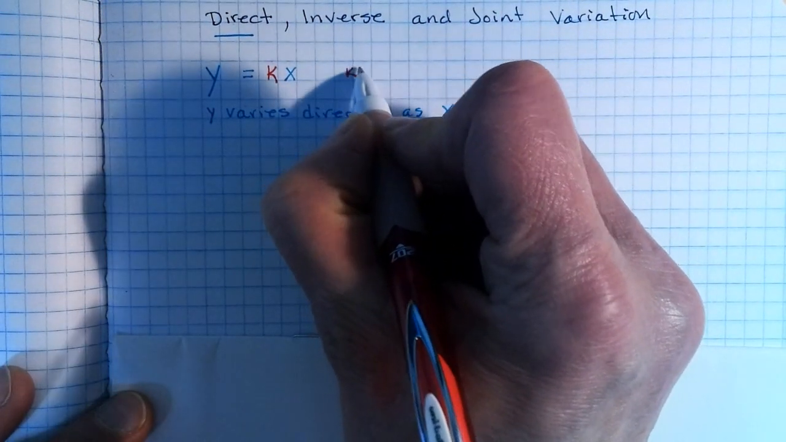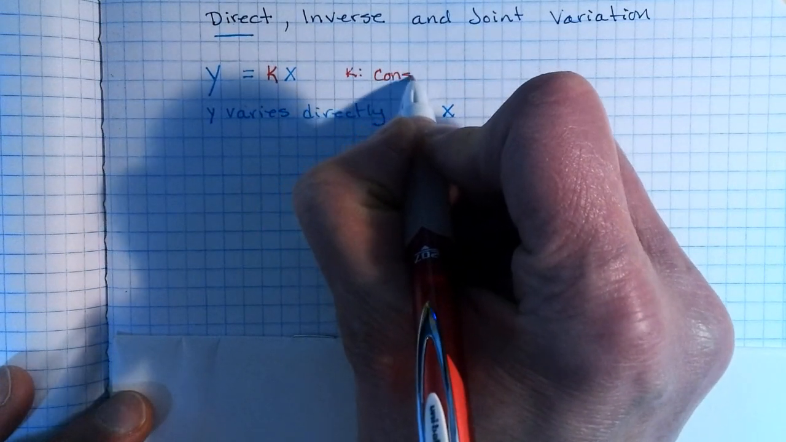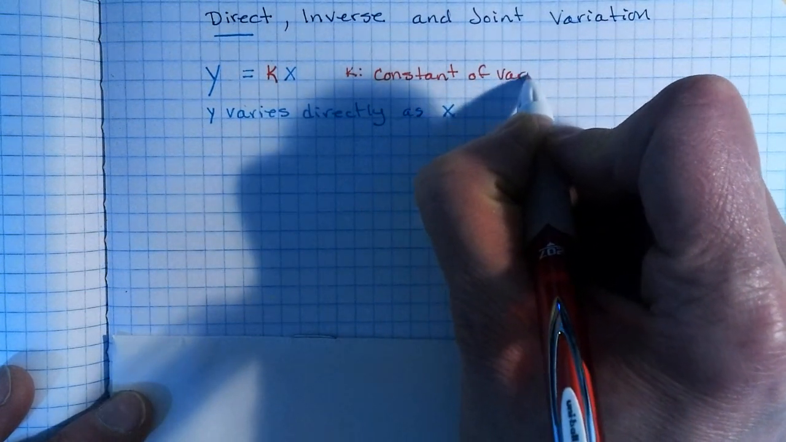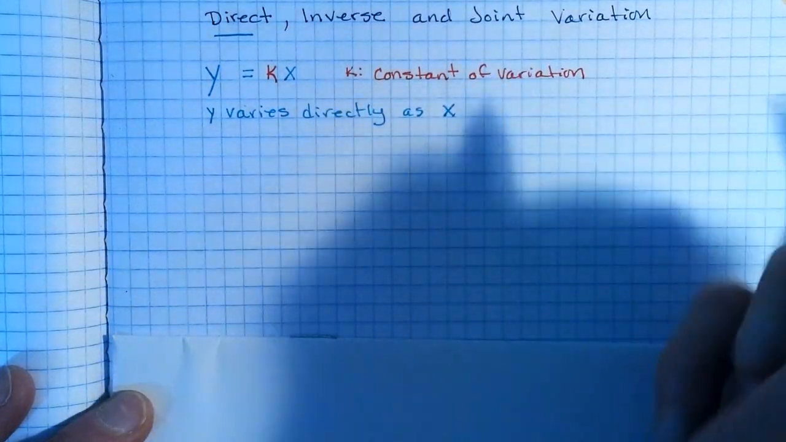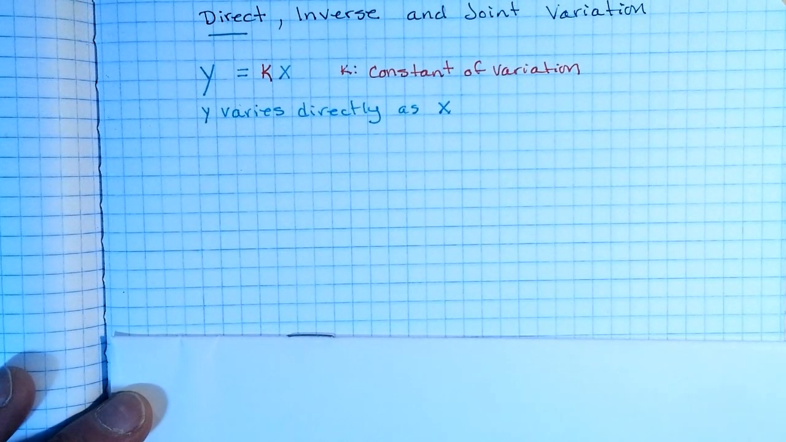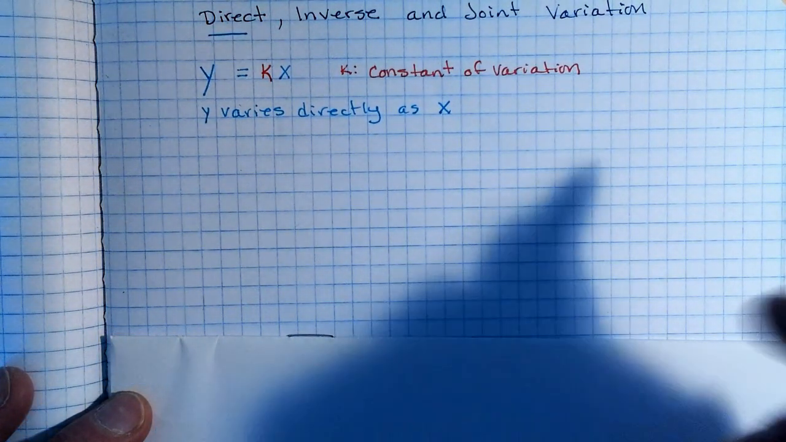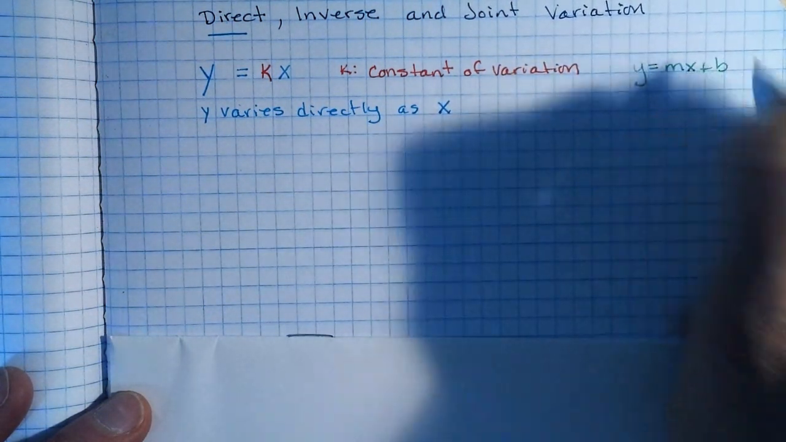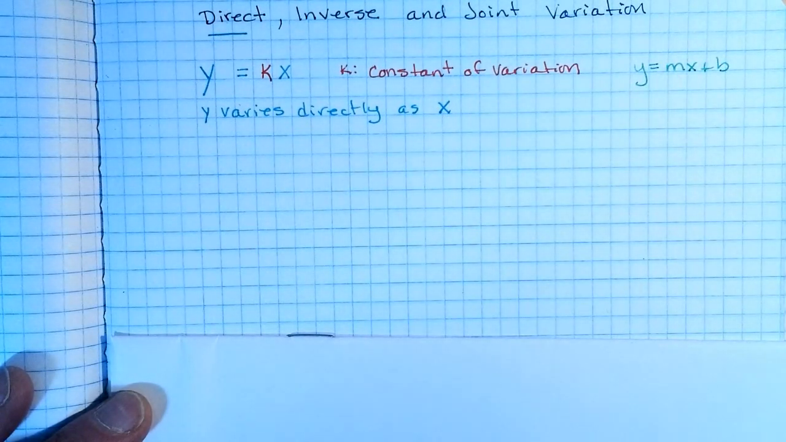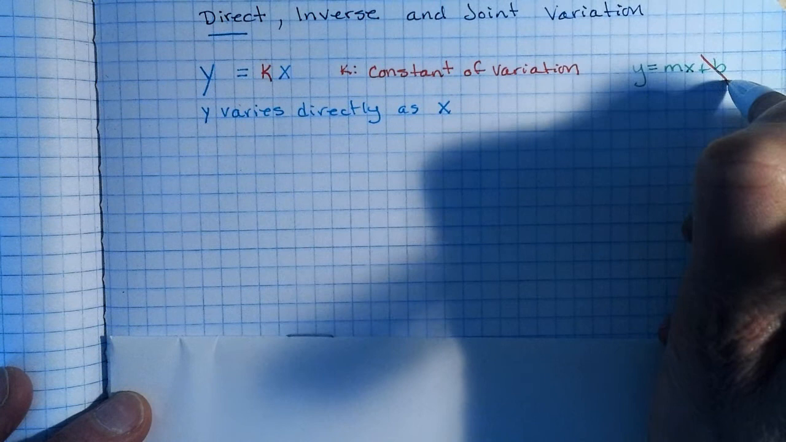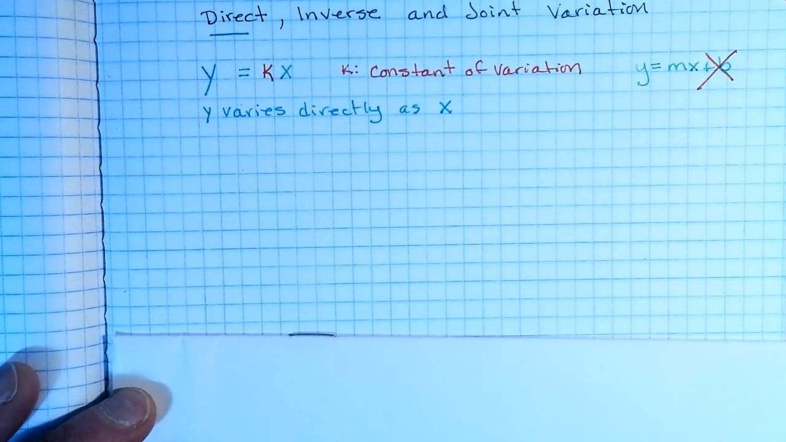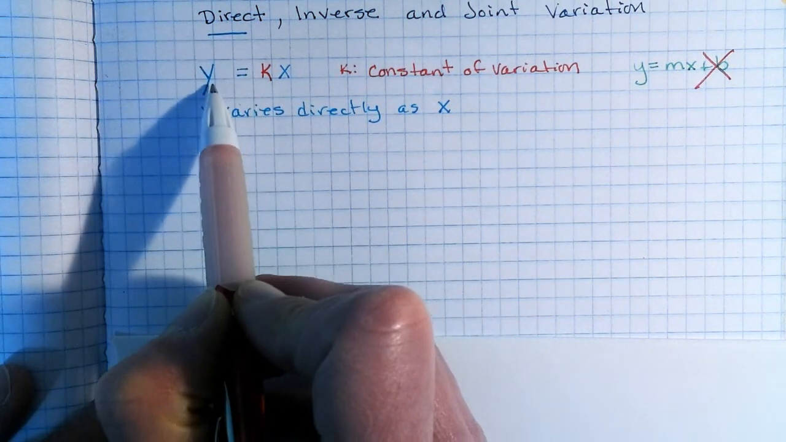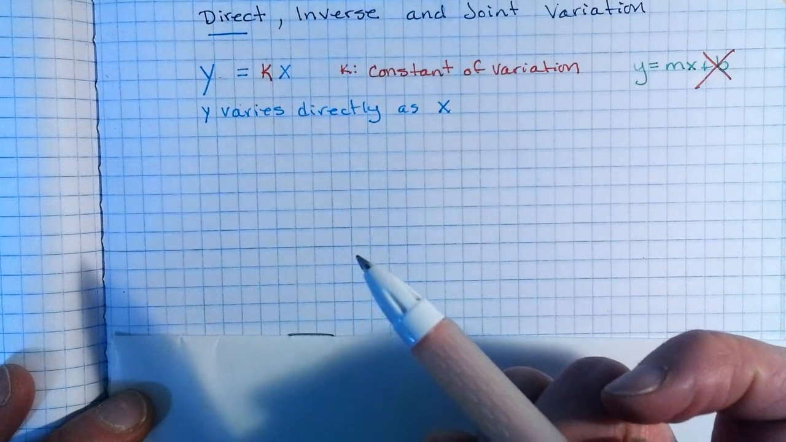So k is our constant of variation. If you take a moment to look at this, you'll see that it looks very similar to y equals mx plus b, but in this case there is no b. So it's very similar in that way. But what I want you to remember is that direct means direct on the same line.